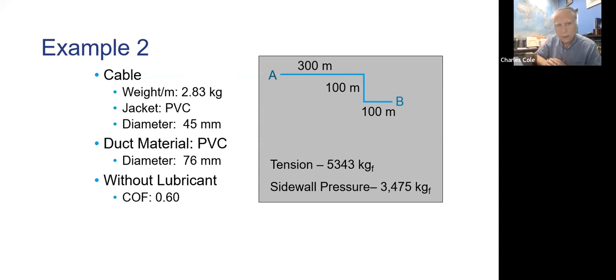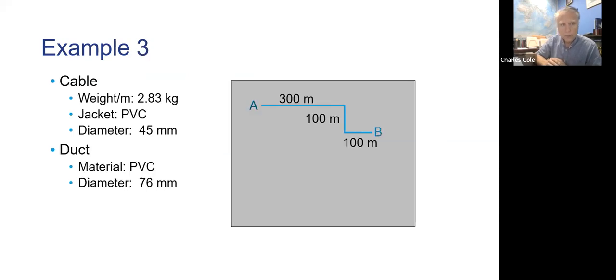So let's see what lubricants do. So we'll go to the next, example 3. We've got the same duct configuration, but this time we're going to use a lubricant. So can you click there? And with a lubricant, our coefficient moves from 0.6 to 0.11 to 0.15. We like to use a range to be safe, but Polywater has the largest database in the world of coefficients of friction for different combinations of different jackets and different duct materials.